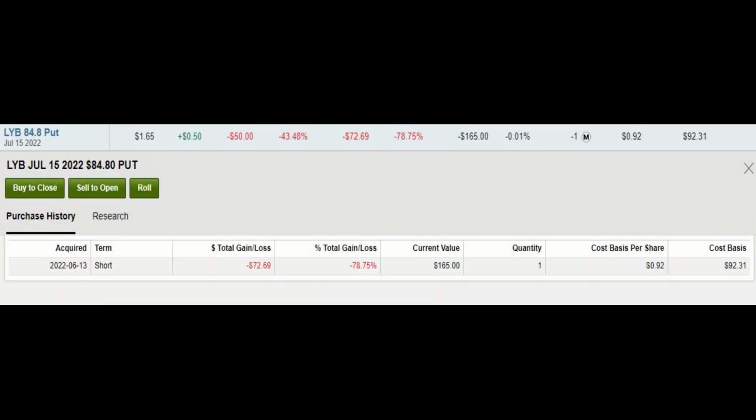Now, this next example is LYB, LyondellBasell Industries. They are a chemical company and supply lots of plastics that I actually use all the time. So I'm familiar with the company, and if you like dividend stocks, this might be one for you to check out when you get some time.